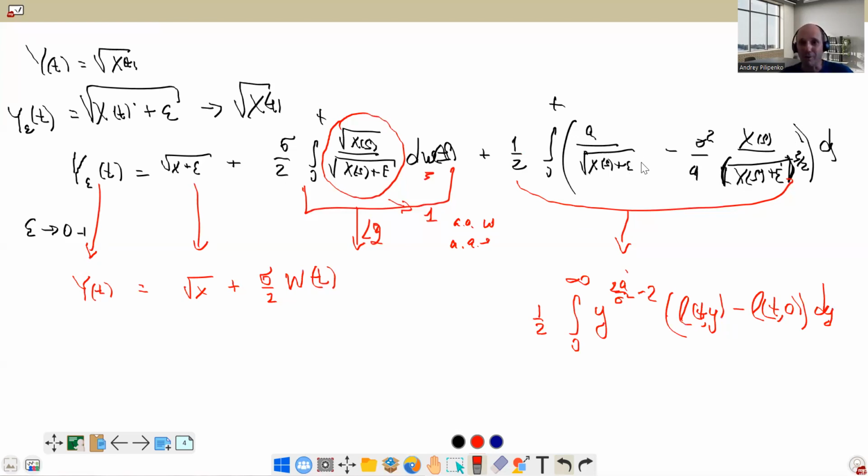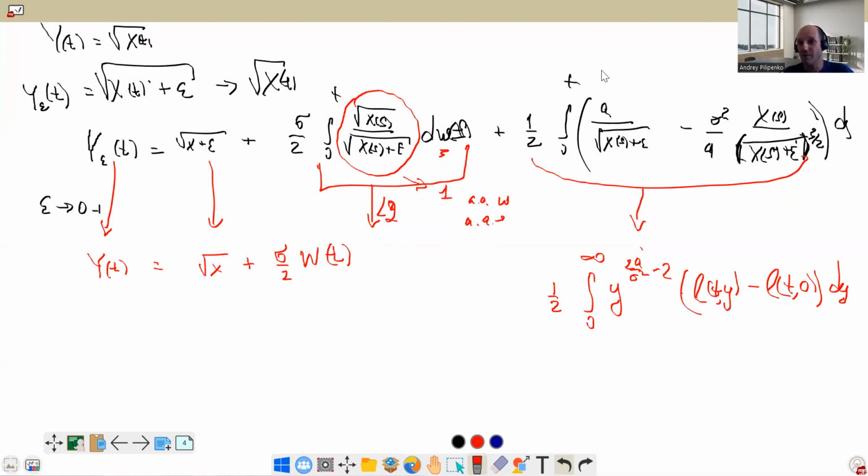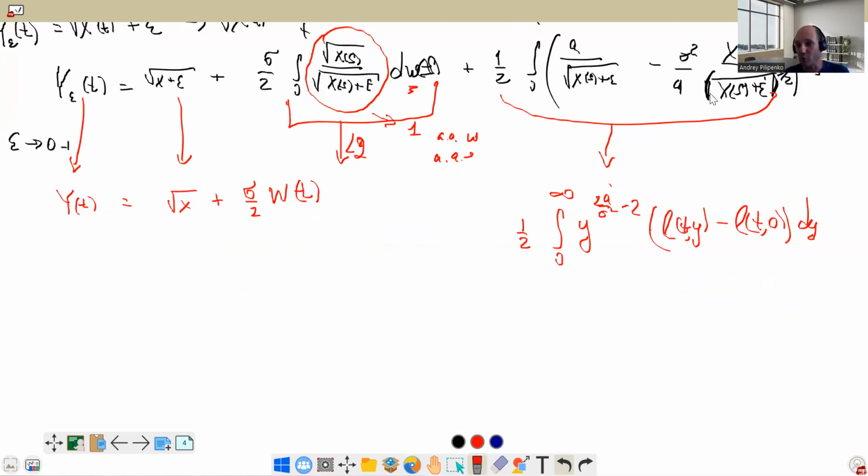And again, we use the definition of a local time. You see, you have a nice function. You have no zero at the denominator. So you can represent this integral as an integral that uses the local time. So let me do this. Let me just write the answer.